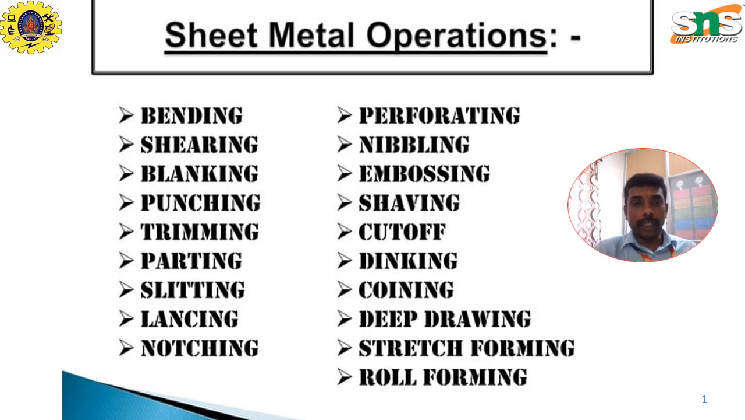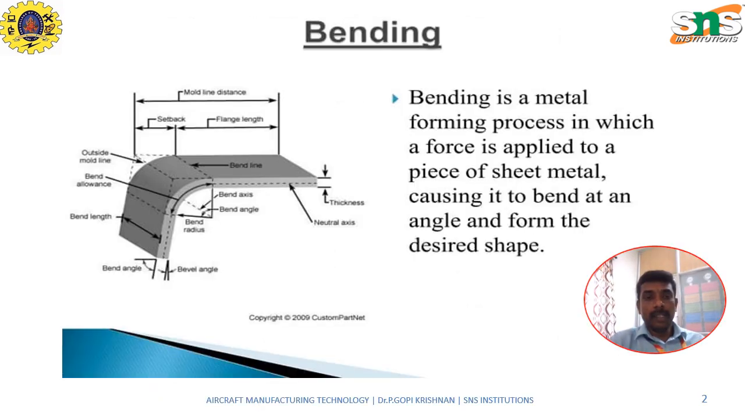So we need to be familiar with the working principle of each and every sheet metal operation, starting from bending to roll forming. That will be discussed in the subsequent slides. So the process number one with respect to the forming operation in sheet metal work is the bending operation, which is given in the slide.